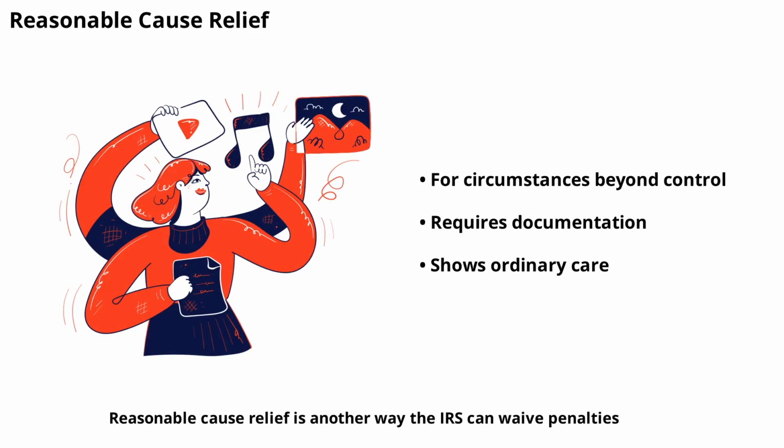Reasonable cause relief is another way the IRS can waive penalties. If you can show that you exercised ordinary business care and prudence, but were still unable to comply, you may qualify. Examples include serious illness, natural disasters, or other circumstances beyond your control. Documentation is key when requesting this relief.